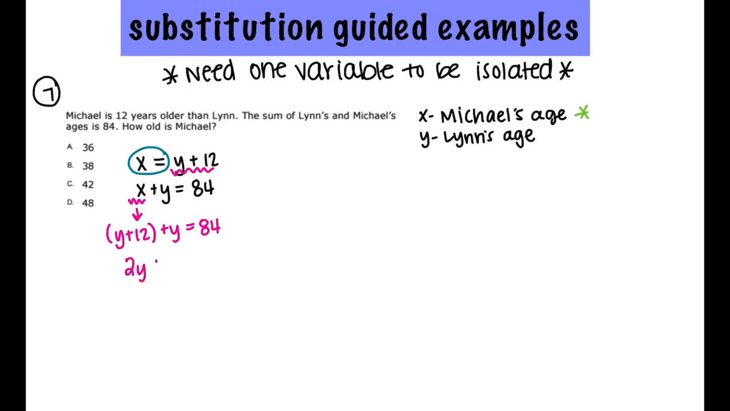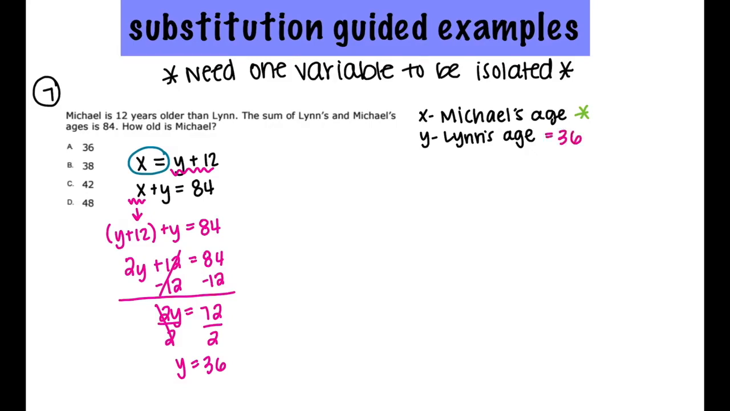All right, now I can solve for y. So I have 1y plus 1y, that's 2y, plus 12 equals 84. So y is 36. So we found that Lynn's age is 36.